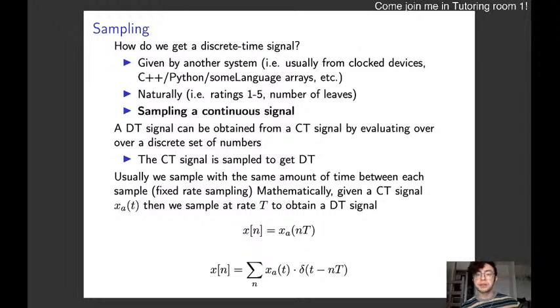So let me draw a picture because I like pictures. We love pictures. If we have a continuous time signal, so let's say that's our continuous time signal, then we can get samples of it by drawing a bunch of arrows. And those are just going to represent a bunch of delta functions.